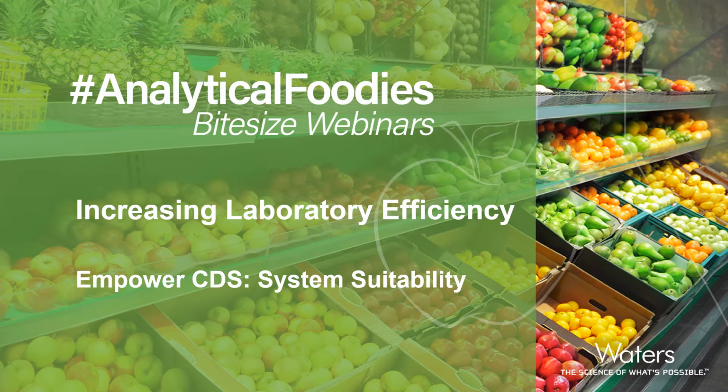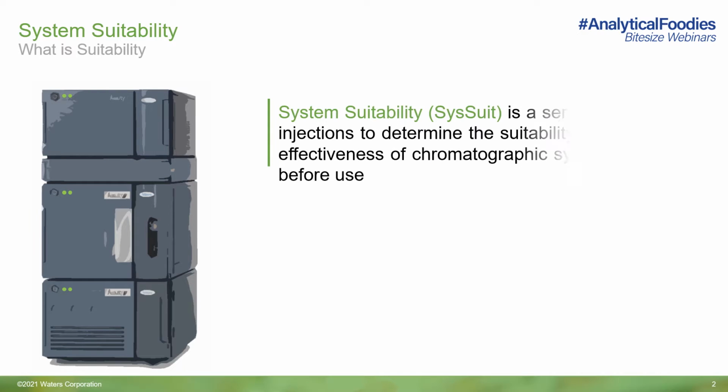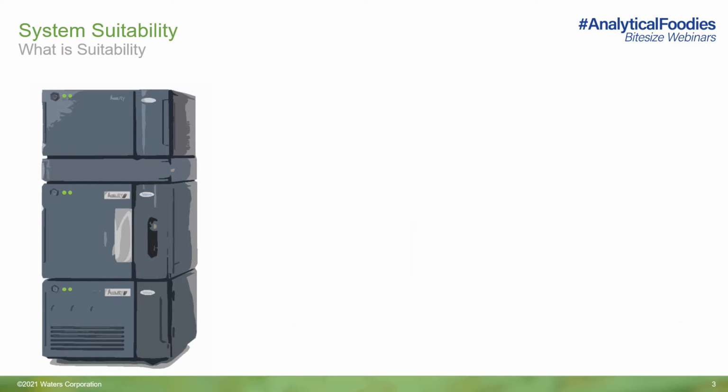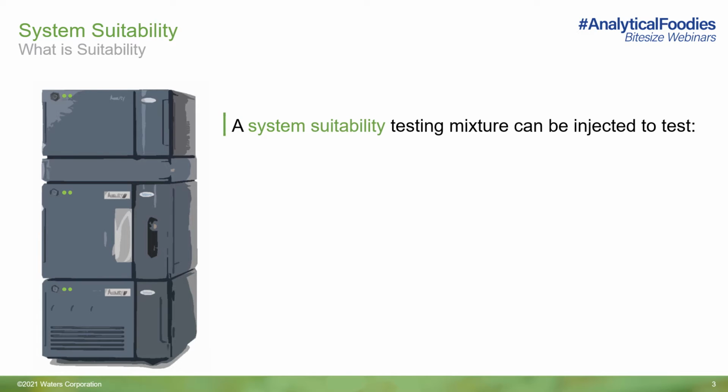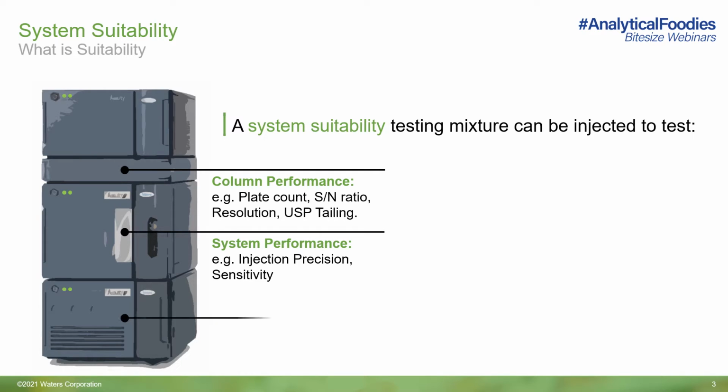Today, we'll look into how Empower can help you with your system suitability requirements. What is suitability? System suitability, or SysSuit, is a series of injections to determine the suitability and effectiveness of the chromatographic system before use. A system suitability testing mixture can be injected to test for column performance, injector performance, as well as mobile phase preparation.